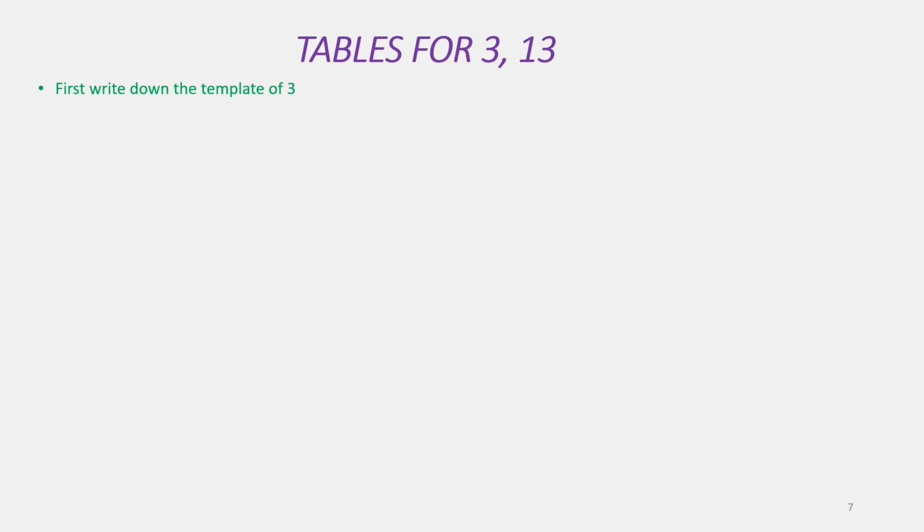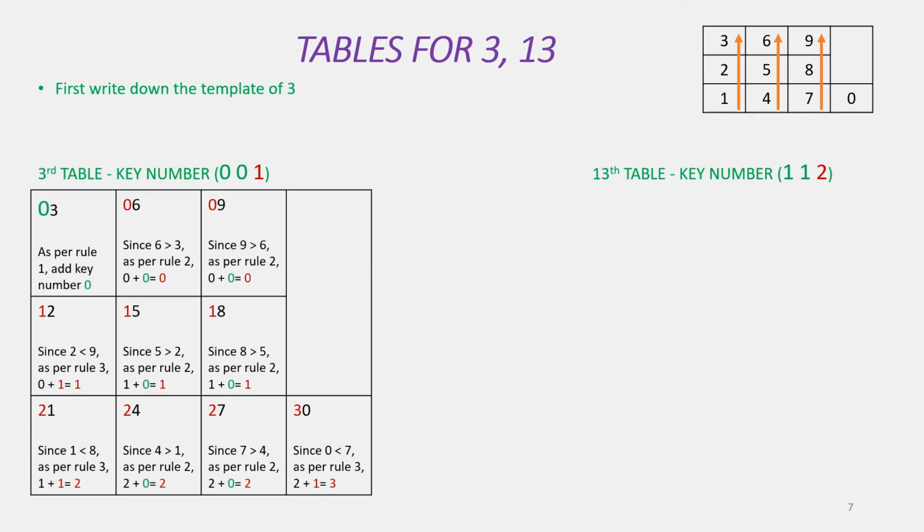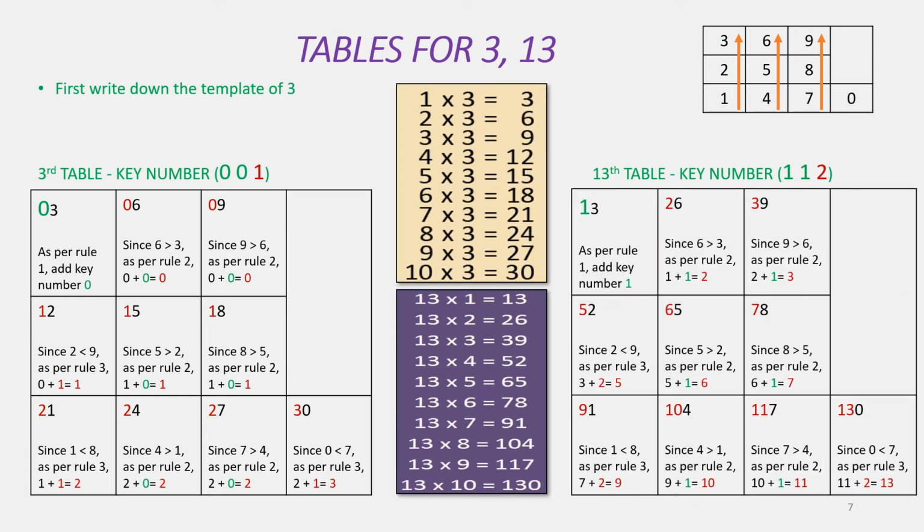Now we will see how to write tables for 3 and 13. Since these tables end with 3, we have to write the template of 3. Then write the key numbers. Key number for the third table is 001 and key number for the 13th table is 112. Follow the three simple rules known as SBS: start, big, small, and we can write the table easily. Once you write, please verify with the values here.